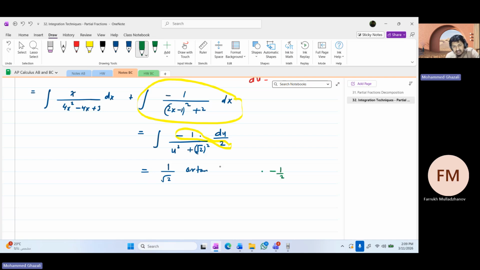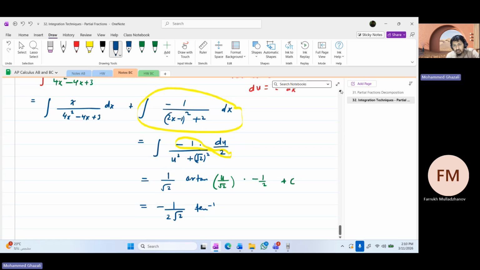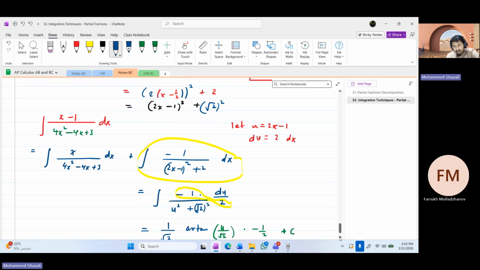So let me see what this is. Arctan of u over root 2, right, times negative half, plus c. Right, so that's negative 1 over 2 root 2 tan inverse. What is u? u was 2x minus 1.